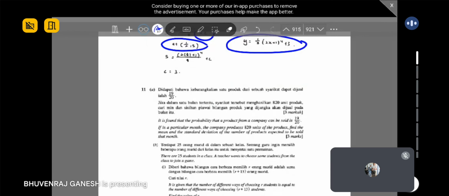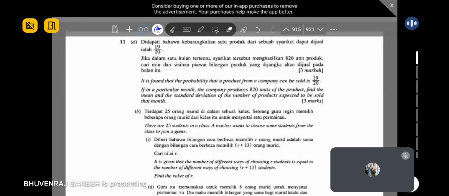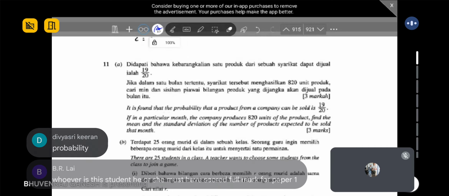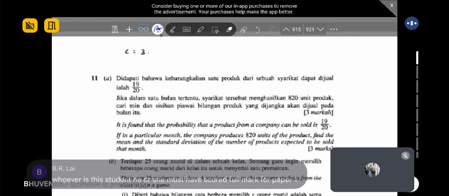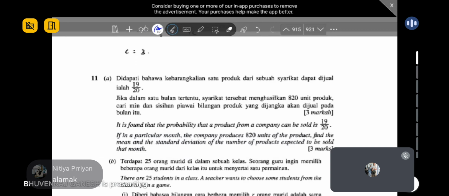Question number 11. Question number 11 is talking about probability, Form 5, chapter 5. Not hard. For question A, it's very simple actually, guys. Paper 1 questions are very easy to score. So for this one, they say the probability is 19 over 20.